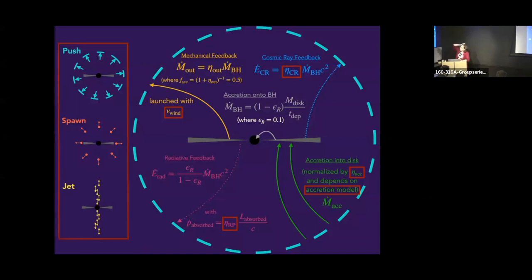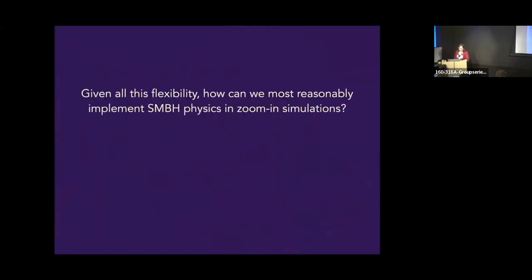And everything I've circled here in a red box is something where we don't necessarily know what the quote unquote right answer is because we can't do this physics from first principles. And so we have a lot of flexibility within this space. And there are a lot of really reasonable choices that can be made here. And what I was interested in thinking about was, given all this flexibility, how can we most reasonably implement this physics in zoom-in simulations of galaxy formation?